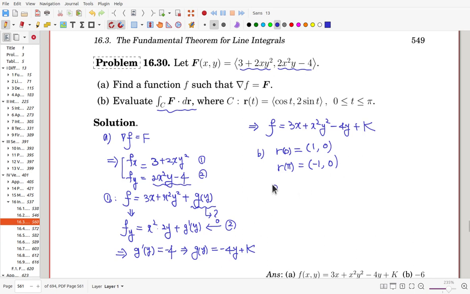Okay, so the integral can be evaluated from the values of f. The terminal point is -1 and 0, which means x is -1, y is 0, minus the beginning point 1 and 0. We already know the potential, so by using the potential we can get a value for this. Once y is 0, these two terms will be 0. From this one, x is -1, so we get -3, minus f at 1, 0, which is 3. So we reach the final answer, -6. Okay, that's the final answer.